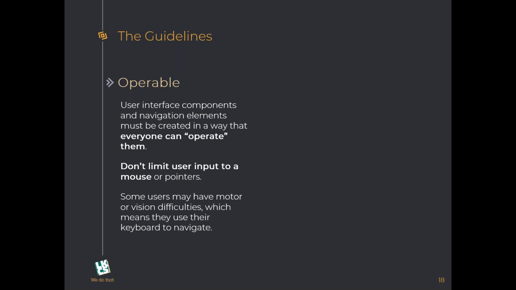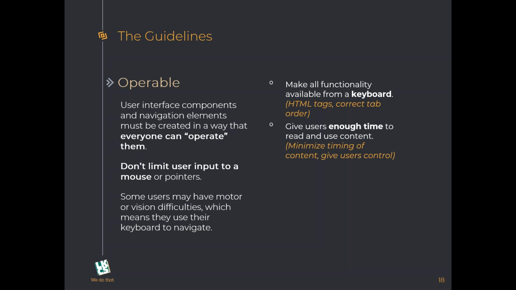Second would be operable. User interface components and navigation elements must be created in a way that everyone can operate them. Don't limit user input to a mouse or pointers. Some users may have motor or vision difficulties, which means they use the keyboard to navigate rather than a mouse. So we want to make all functionality available from a keyboard. This is done by HTML tags and correct tab order, right? So those tabs are going in order of the site rather than just randomly throughout.